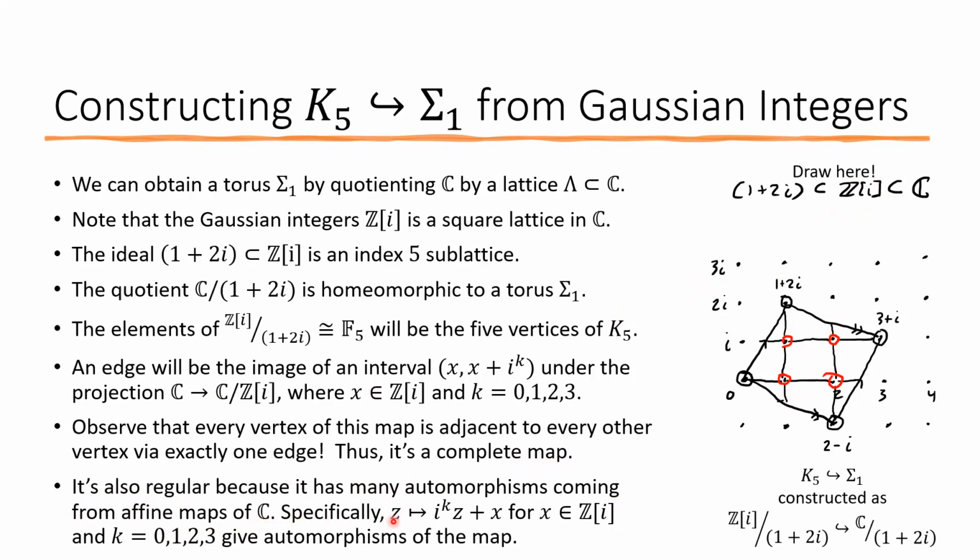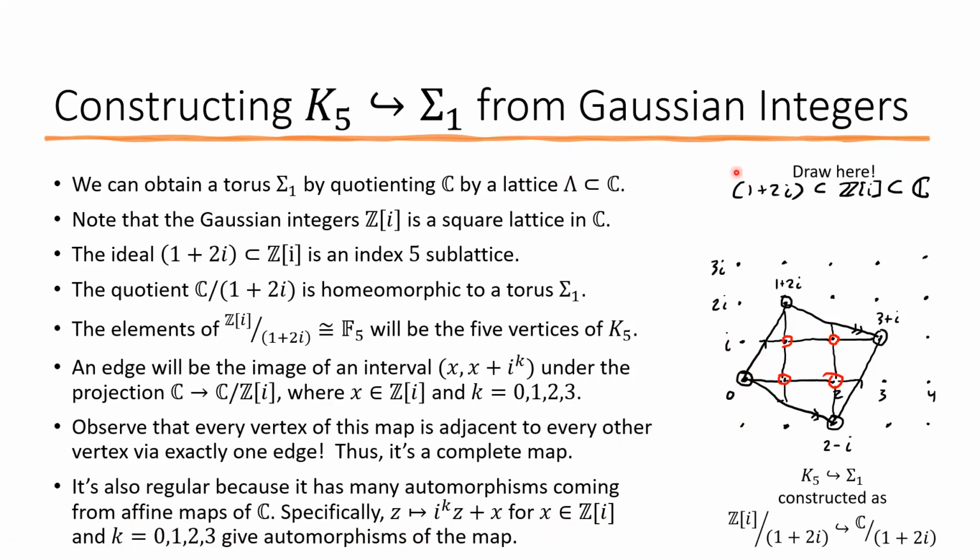And moreover, it's a regular map because it has many automorphisms coming from affine maps of the complex plane. To be more specific, the map z going to i^k times z plus x, for x in the Gaussian integers and k between 0 and 3, gives automorphisms of the map. What this means is I'm just taking my point here and rotating the plane by a multiple of 90 degrees, and then translating the plane to some other point. That will be a valid automorphism of the map when you quotient by 1 plus 2i.